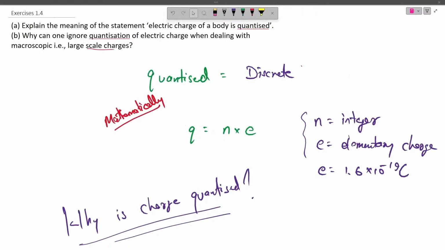The question says that explain the meaning of the statement electric charge of a body is quantized. Why can one ignore quantization of electric charge when dealing with the macroscopic, that is large scale charges?